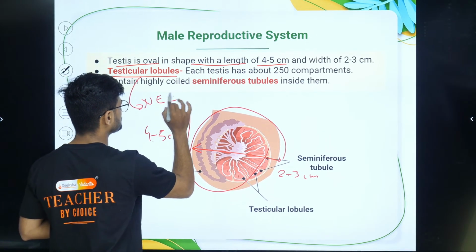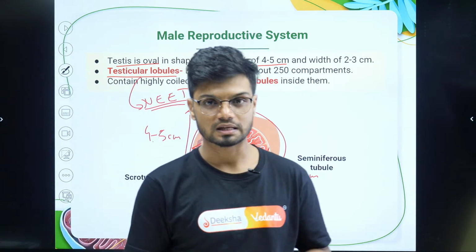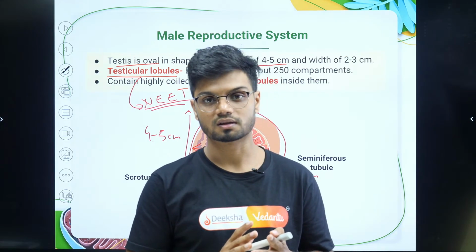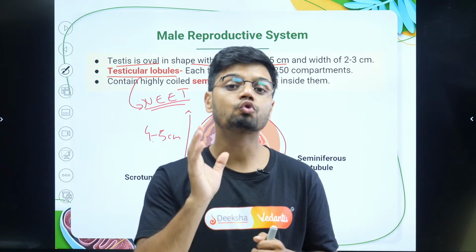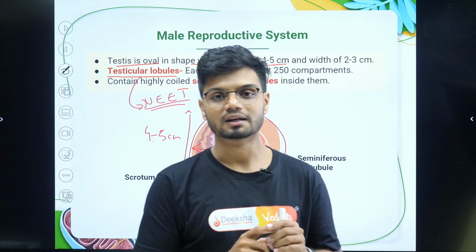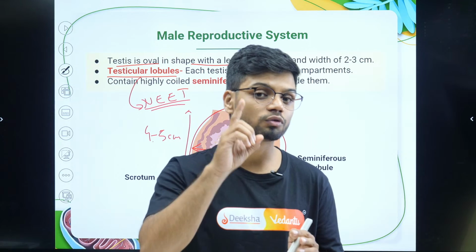This is your foundation which I was talking about. Testicular lobules are compartments inside the testis. Around 250 compartments of testicular lobules are present inside the testis. How many testicular lobules are there? There are around 250 testicular lobules.